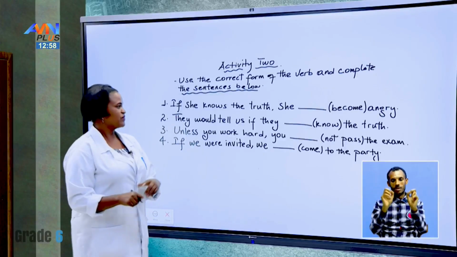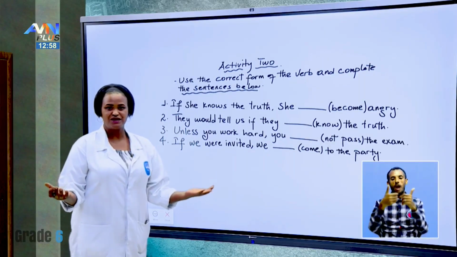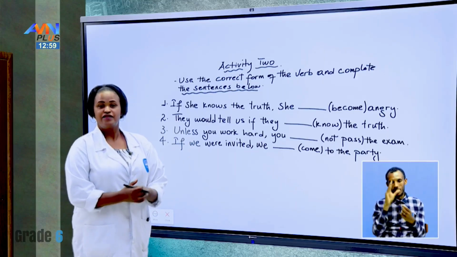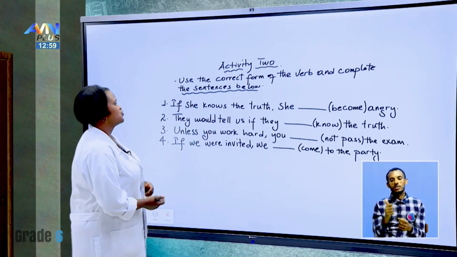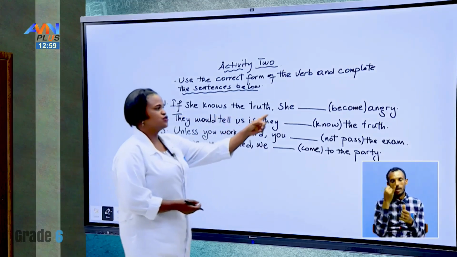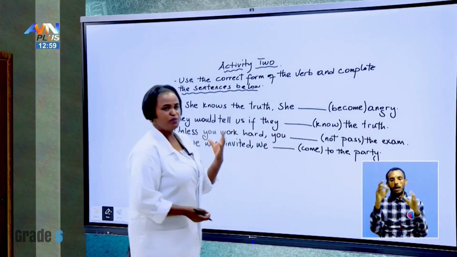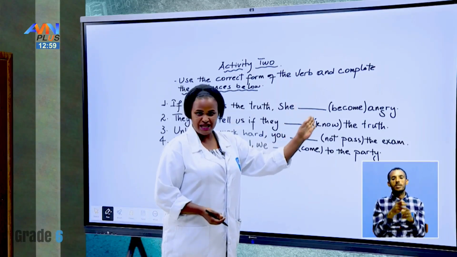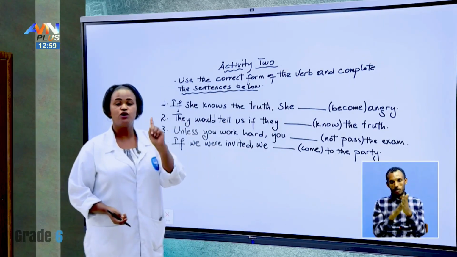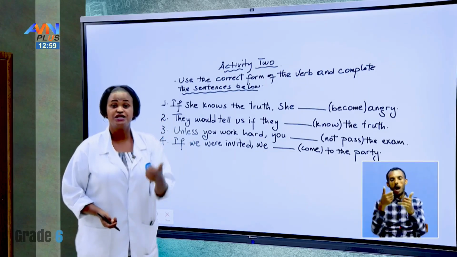Okay, time is up. I'm sure you easily identified the possibility condition and the imaginary or improbable condition, right? Let's see the first one. If she knows the truth, she blank angry. Which one is complete? Before you go to the incomplete sentence, you need to identify which one is complete, one, and how it is completed, two.